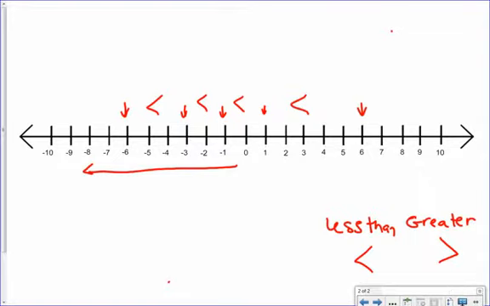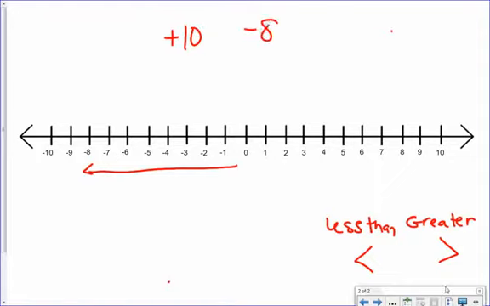All right, let's take a look at another problem. All right, I want to compare positive 10 and negative 8. Okay, so I have a positive 10 right here, and I have a negative 8 right here. Which one is the bigger number?